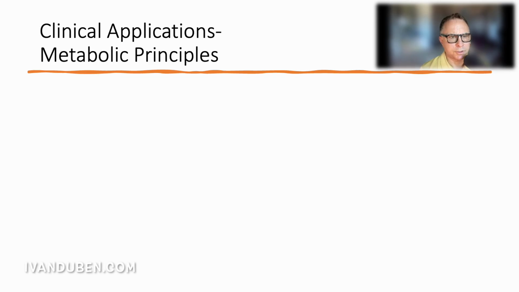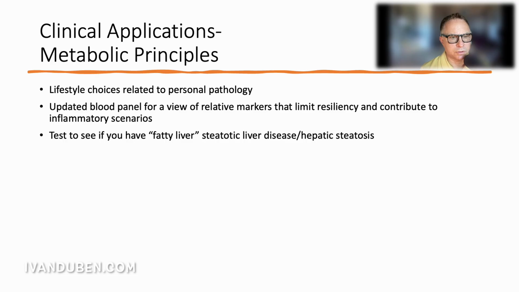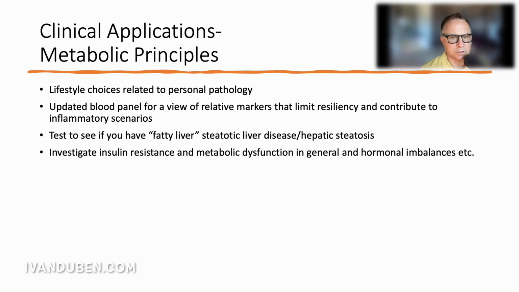Some metabolic principles, lifestyle choices related to your personal pathology. You want to look at an updated blood panel for a view of relative markers that limit resiliency and contribute to inflammatory scenarios. You might want to see if you have fatty liver, which will have a profound impact on the lymphatic system. We'll go into more detail in the next presentation if you want to look at that.